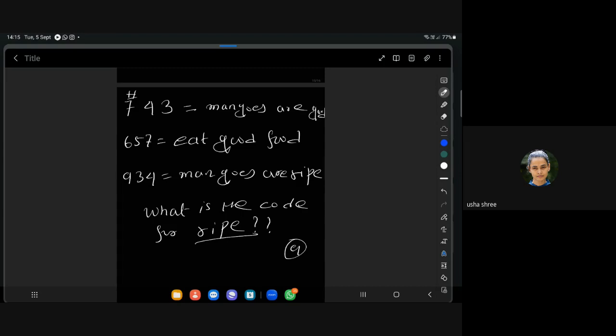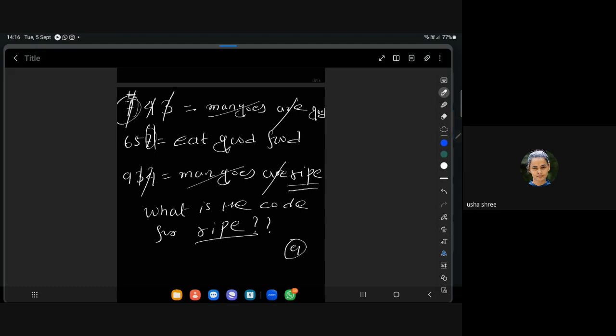Now, in the left hand side, what are the numbers matching? 7 and 7, so they will get cancelled. Then 3 and 3, that will get cancelled. Anything else? No. Okay. In the next line, see mangoes and mangoes. 4 and 4 will get cancelled. Then here R and R will get cancelled. Now see in the last line there is ripe.